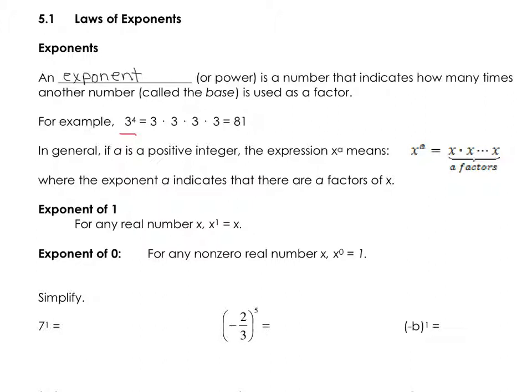In general, if a is a positive integer, the expression x to the a power means you write down a factors of x and multiply them together. A indicates that there are a factors of x. For any real number, x to the first power just means x, because you write it down one time, and that's the answer.